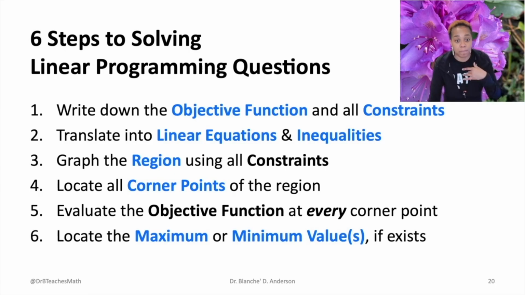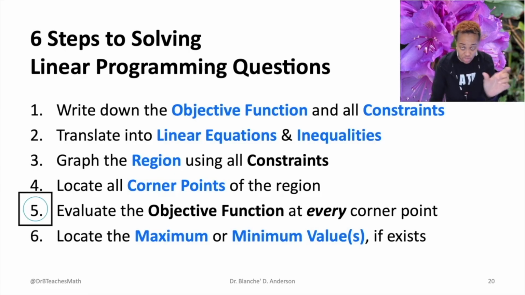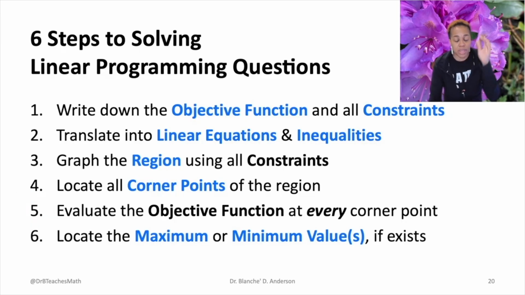And then evaluate the objective function, your profit function, your hours function, whatever your objective function is, evaluate it at every single corner point, and then you'll be able to locate the maximum or minimum value if that maximum or minimum value exists. Cool beans?